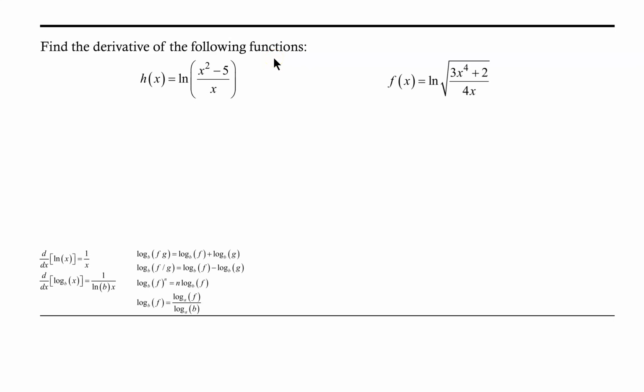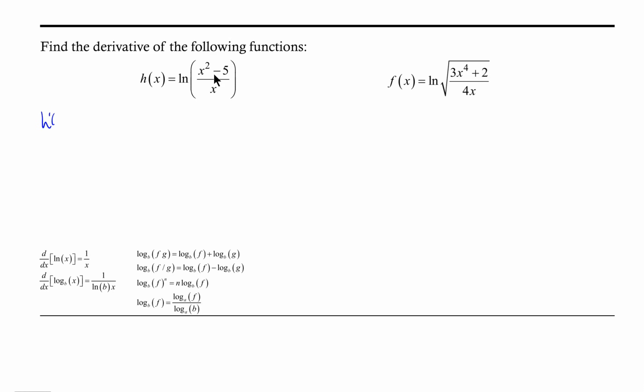Welcome. Let's take a look at finding the derivative of functions that involve logarithms and fractions. Let's first start with h of x is equal to the natural log of (x squared minus 5) over x. We'll first start by using the chain rule to find the derivative, and once we get to the argument, we will need to use the quotient rule. So let's go ahead and do that.